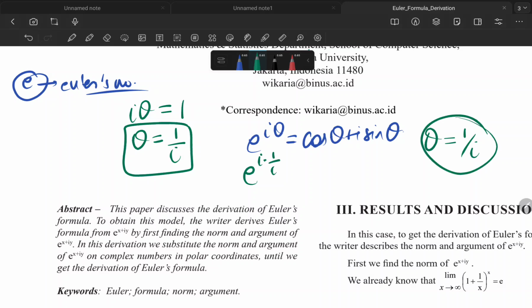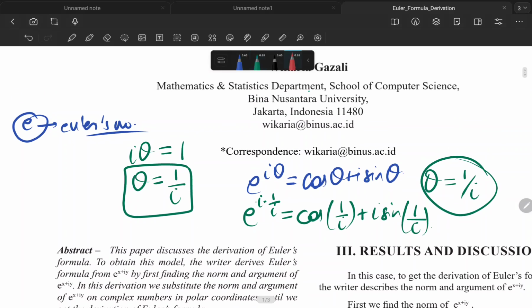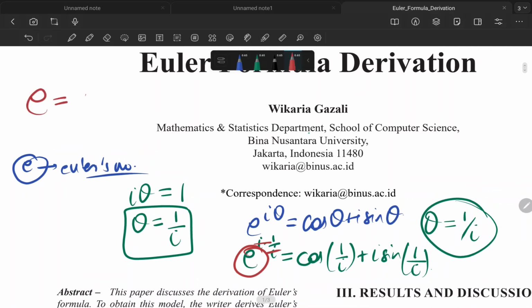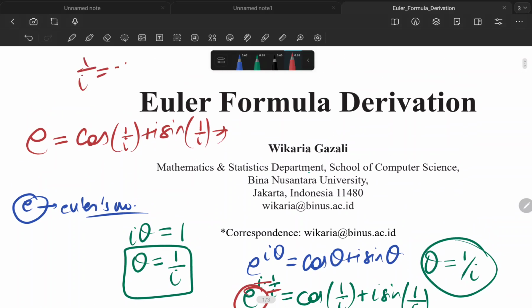So e to the i times 1 over i equals cosine of 1 over i plus i times sine of 1 over i. If you look carefully, we're going to have e on the left-hand side. So e comes out to be cosine of 1 over i plus i times sine of 1 over i. How cool is that? More specifically, I hope you know that 1 over i is negative i, sorry, not negative 1.